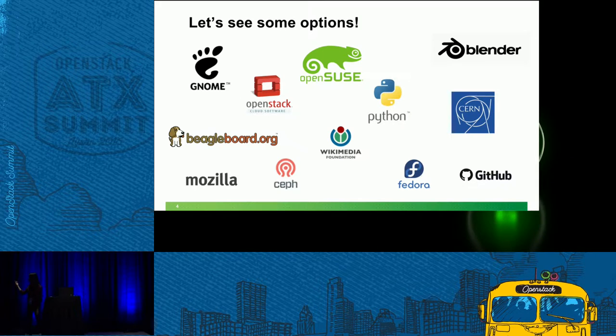a couple of Linux distributions like SUSE, Fedora, and Ubuntu that also participate. Then, if you're interested in 3D modeling, there's Blender. If you're interested in a research kind of internship, you can go for CERN. Then there is version control, so Git and GitHub all participate in these internships. If you're interested in web, you have Mozilla, then for storage, Ceph. If you're interested in a hardware kind of internship, you can go for BeagleBone. And these are just some of the organizations that participate. There are over 100 organizations.